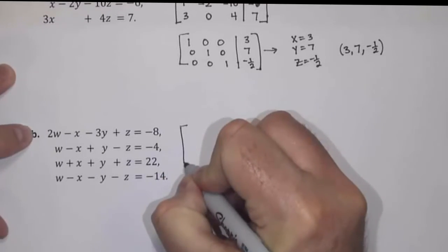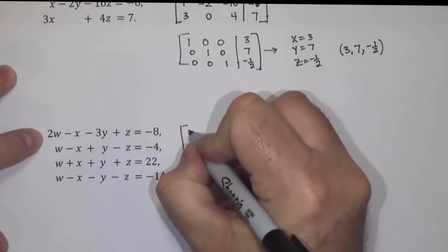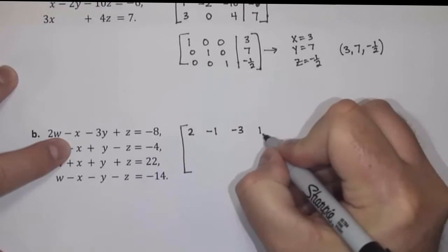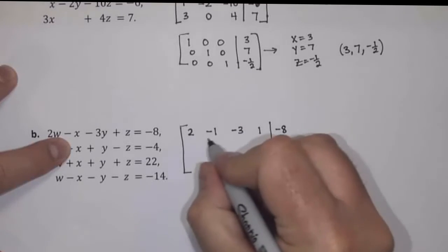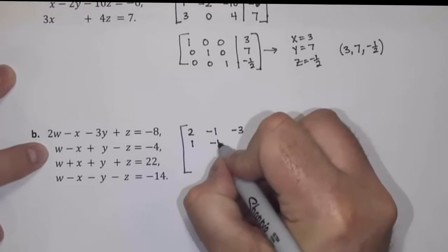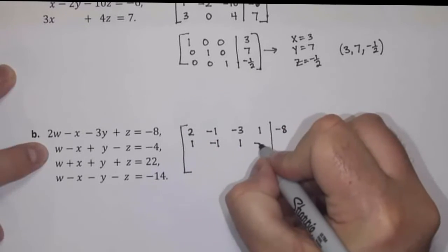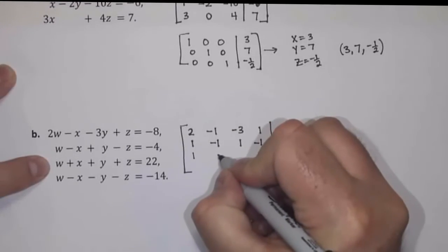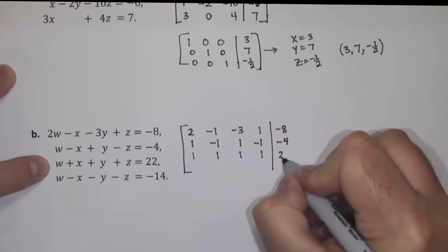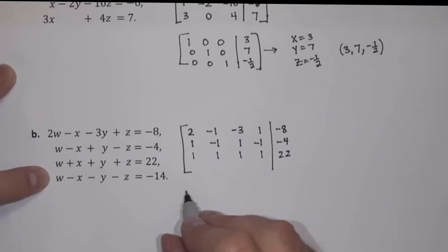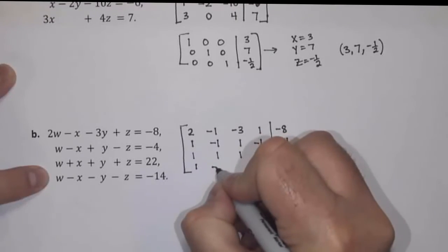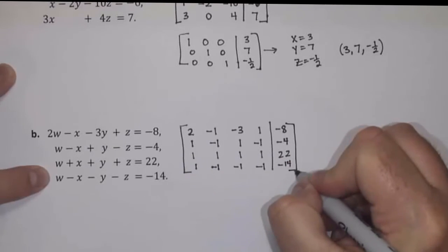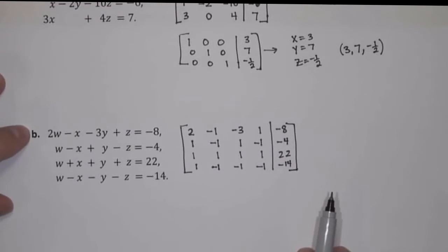So again, we're going to start by writing that as an augmented matrix. So I'm going to write down the 2 coefficient for w, negative 1x, negative 3y, 1z, and my constant's negative 8. So that is my first equation. 1w, negative 1x, plus 1y, negative 1z, negative 4 is the constant. That's my second equation. Third equation, 1w, 1x, 1y, 1z, 22 is the constant. And for my last equation, 1w minus 1x minus 1y minus 1z and minus 14. So I have my augmented matrix that is representing the system of equations.